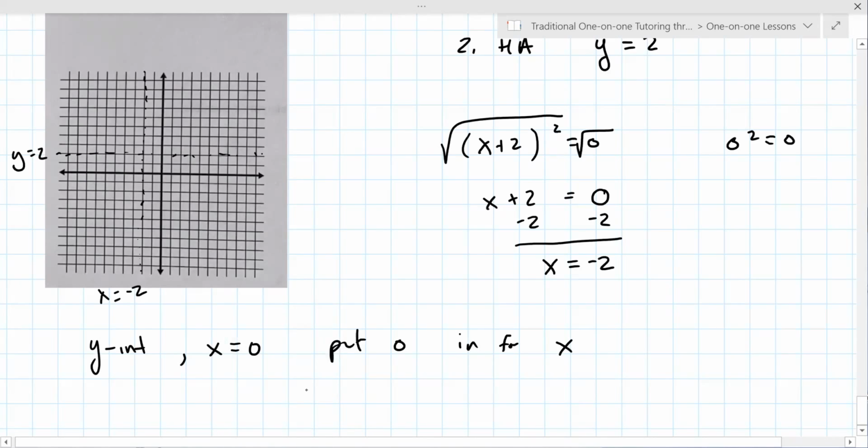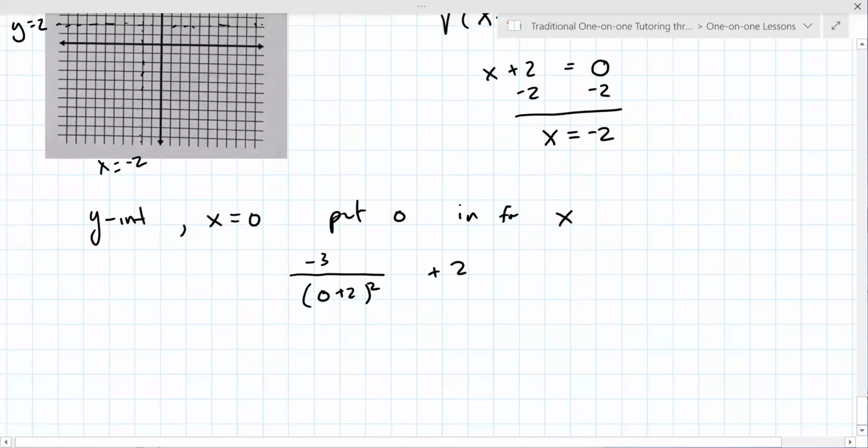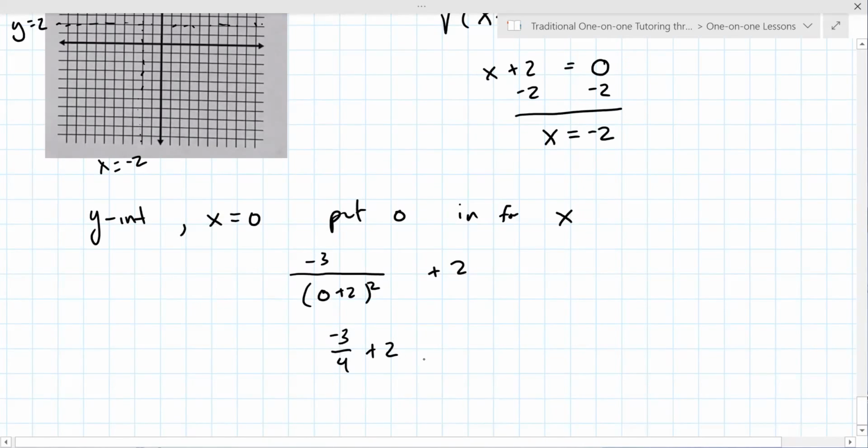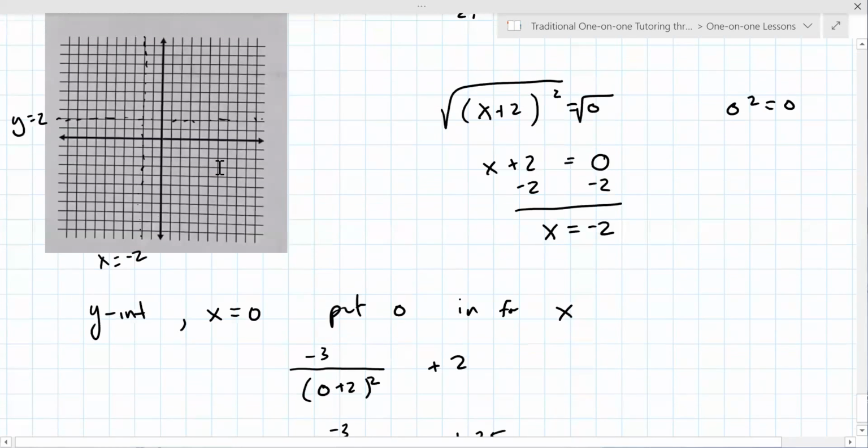So that's -3 over 0 plus 2 squared plus 2. So you've got to simplify this. You've got to say, okay, it's -3 over 4 plus 2. What is that? Well, it's 0.75, it's negative, so it's 1.25. So at 0, y is 1.25, and that's about right.